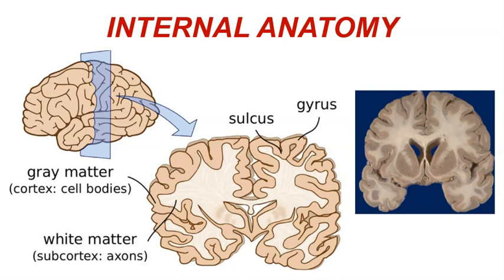The cortex consists of billions of neuron cell bodies, the dendrites that are associated with those cell bodies, as well as neuroglial cells and the blood vessels that are associated with those tissues. The deep white matter is mainly composed of very heavily myelinated neuron axons that function to connect the different regions of the cerebral cortex to one another, so that way the different regions of the cerebral cortex can communicate with one another. But they also function to connect the cerebrum to other brain structures, as well as other structures in the body.